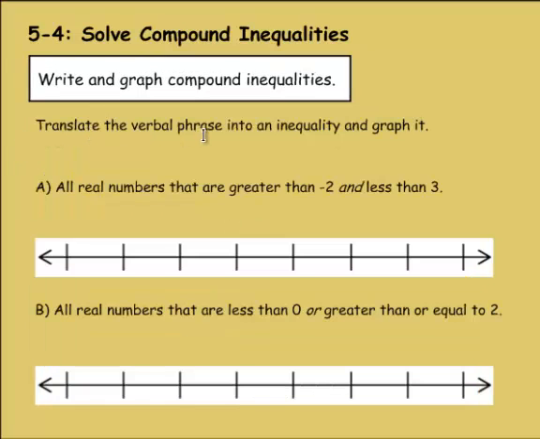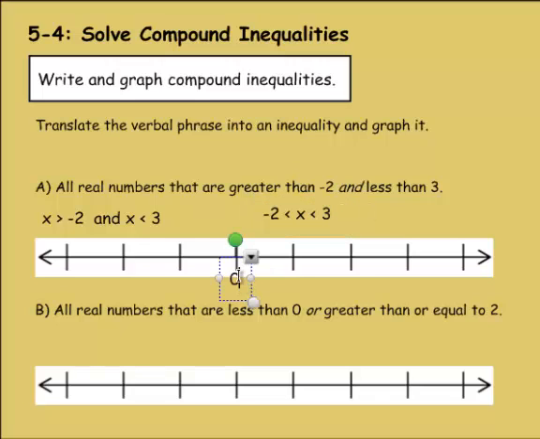It says translate the verbal phrase into an inequality and then graph it. It says all real numbers that are greater than negative 2 and less than 3. So we can use x to represent the numbers. We have x greater than negative 2 and x is less than 3. And then if you're going to write this out, we can go from least to greatest. Well, I know negative 2 is going to be the smallest, so negative 2, which is less than x, and then x is less than 3. So here's our statement that we want to write it like.